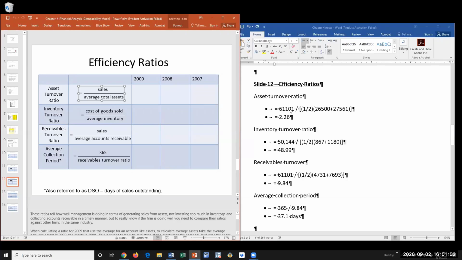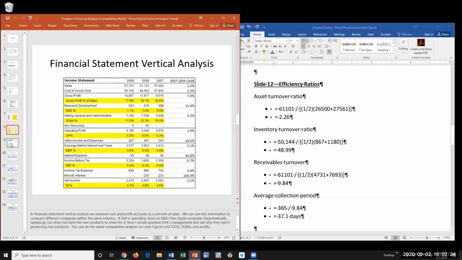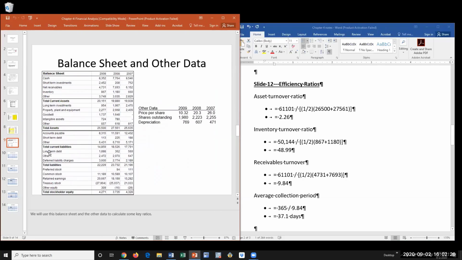So that means when we calculate the asset turnover ratio over here, first we have to get sales, 61,101, and that's coming from the income statement. And that's coming right over here, 61,101. Those are the latest sales numbers. And then we have to go to the balance sheet to get the assets. And so assets are right here.